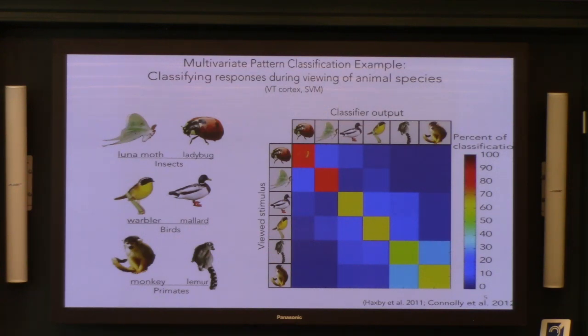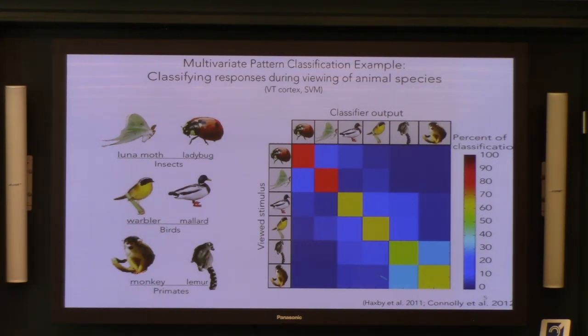And this is a confusion matrix. The way this works is the input is on the vertical axis, and the classifier output is on the horizontal axis. So when they're looking at ladybugs, how often does the classifier say the pattern in ventral temporal cortex corresponds to the ladybug pattern? Or how often does, and this is Luna moths, and here we have squirrel monkeys. How often does it say it's a squirrel monkey?